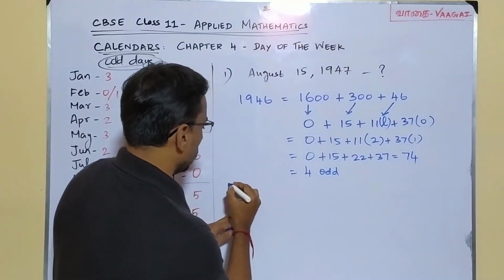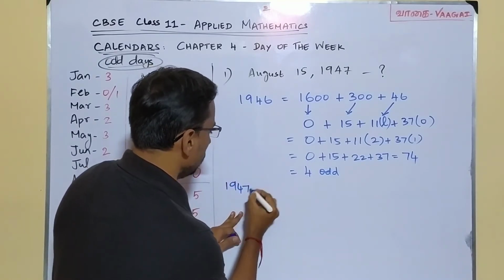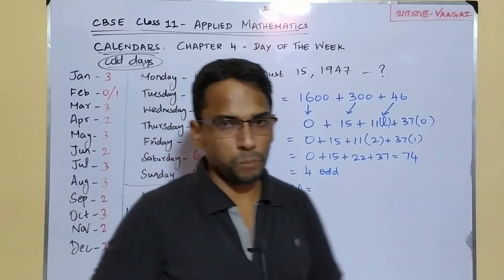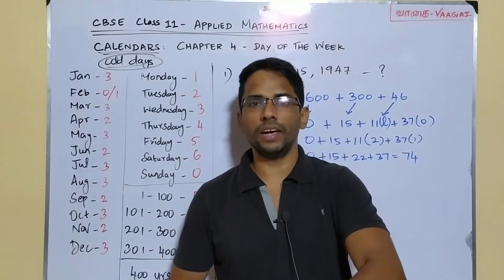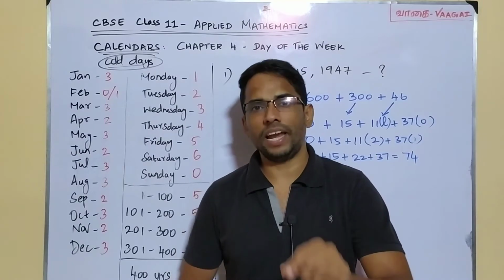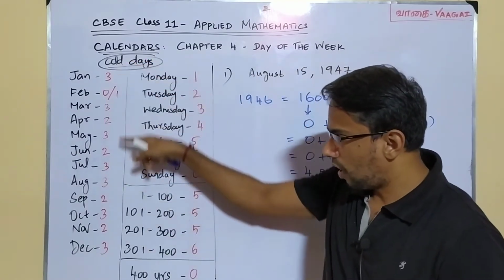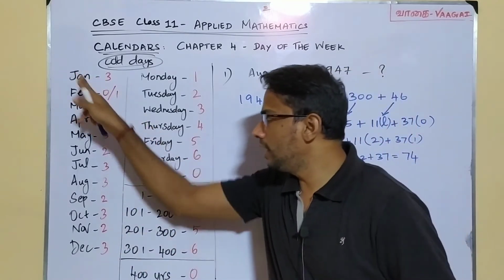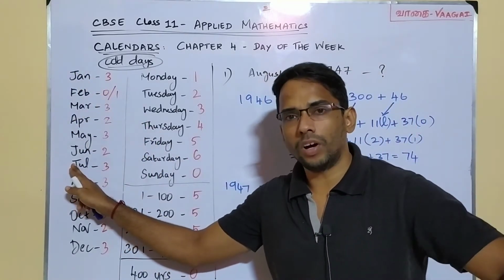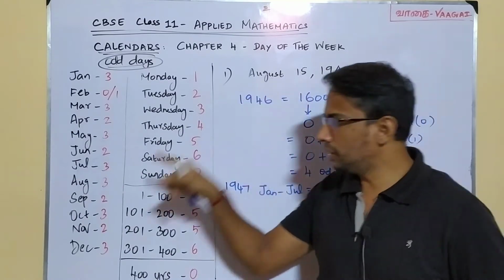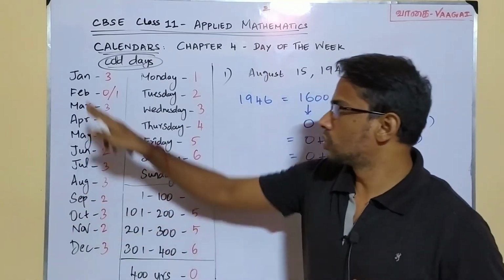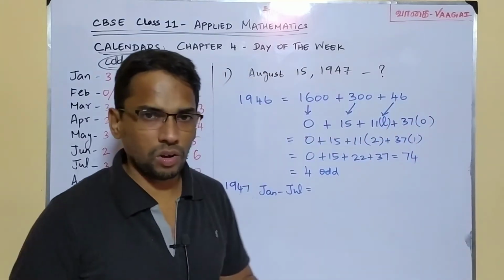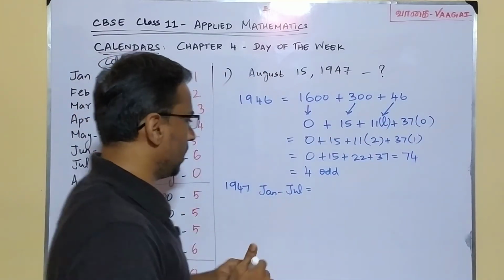So we'll get into 1947, January to July. Let's see how many odd days are there. Point is clear, right? So we are now entering the year 1947, and for that I have to pass all the first 7 months. What 7 months? From January to July. Why till July only? Because our date, August 15, is in the month of August only. Yes, so January to July, we'll do that. So for January to July, we have to take all the odd days.